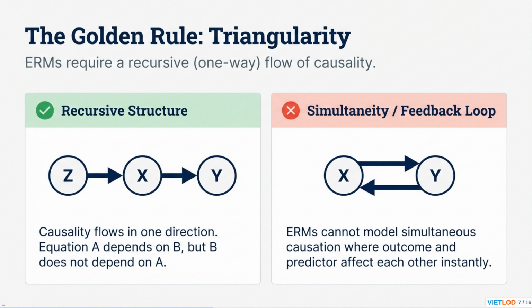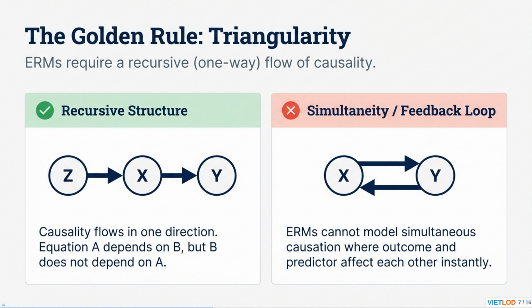ERMs require a recursive or one-way flow of causality, known as the triangularity assumption. This means the model cannot handle simultaneity, where the outcome and predictor affect each other at the same time. As shown in the left panel, causality must flow in one direction, such as z influencing x and x influencing y. This is a recursive structure.